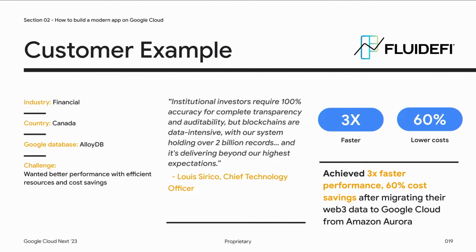One example we like to share is Fluidify, which is a Canadian company for blockchain. They're running their blockchain workloads on top of AlloyDB, which supports more than 2 billion records. As they moved over from Amazon Aurora to AlloyDB, they were able to achieve 3 times faster performance, and at the same time reduce costs by 60%. So sometimes it's easy to assume that the services across the vendors are similar, but depending on the workload and the characteristics and their needs, there can actually be quite drastic differences between the different vendors.